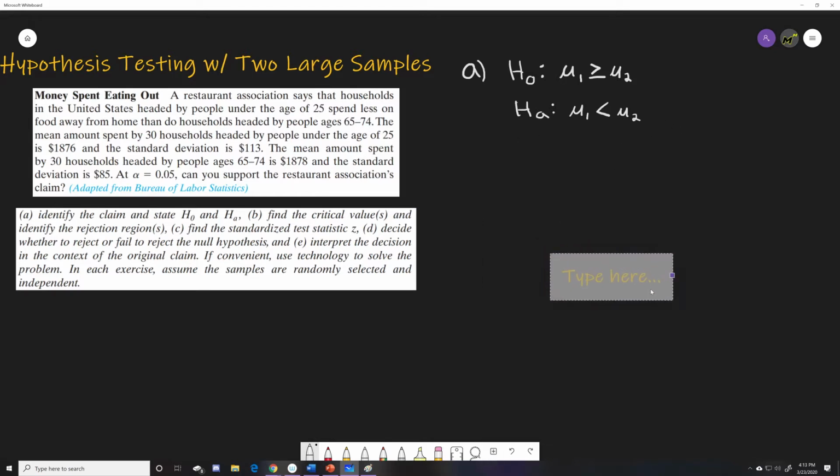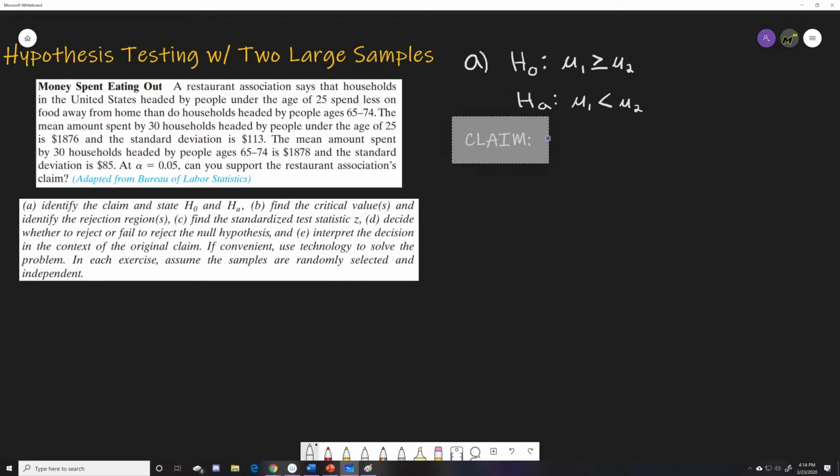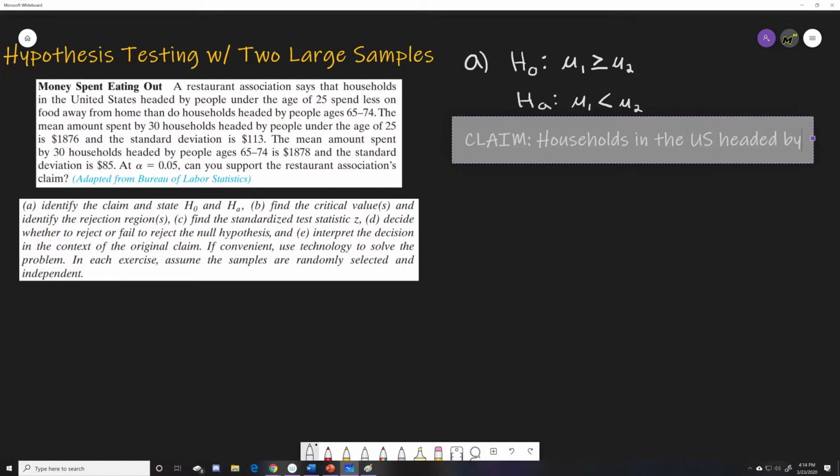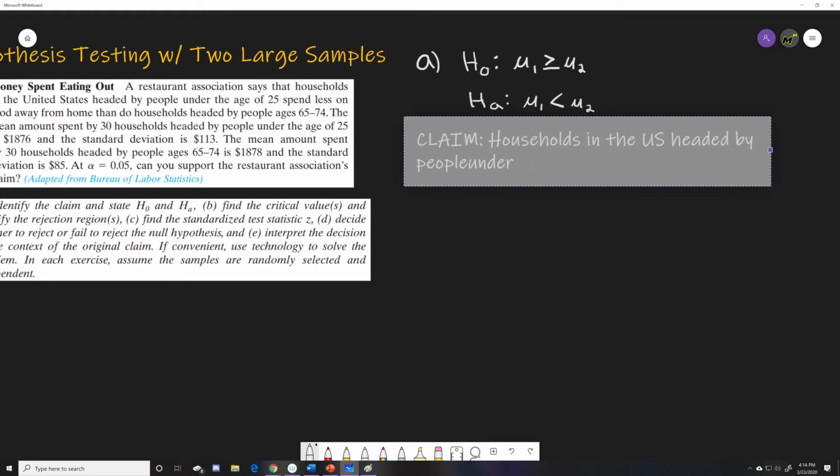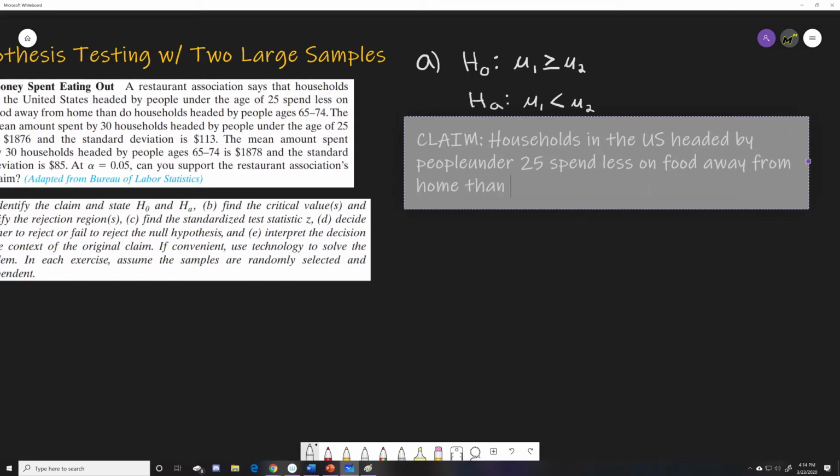So let's make a little note here. Here's what they claim: households in the U.S. headed by people under 25 spend less on food away from home than households headed by ages 65 to 74. So in words, that's what they're claiming.